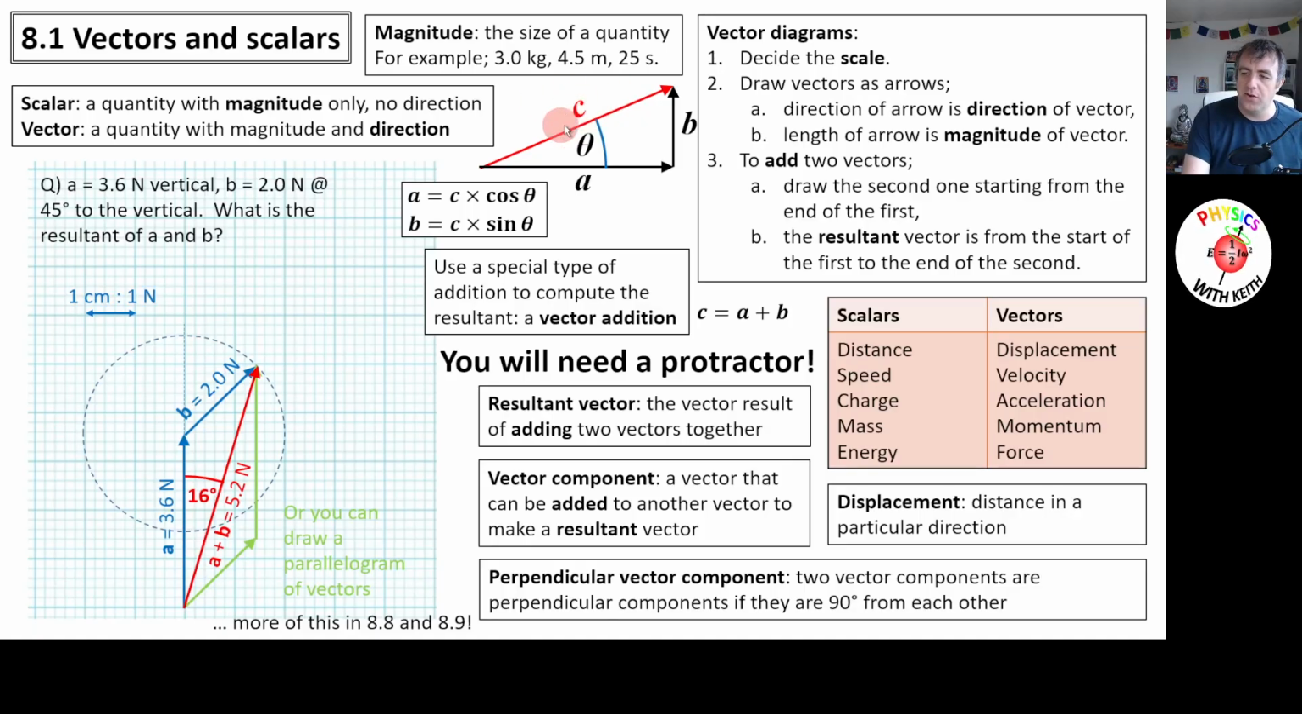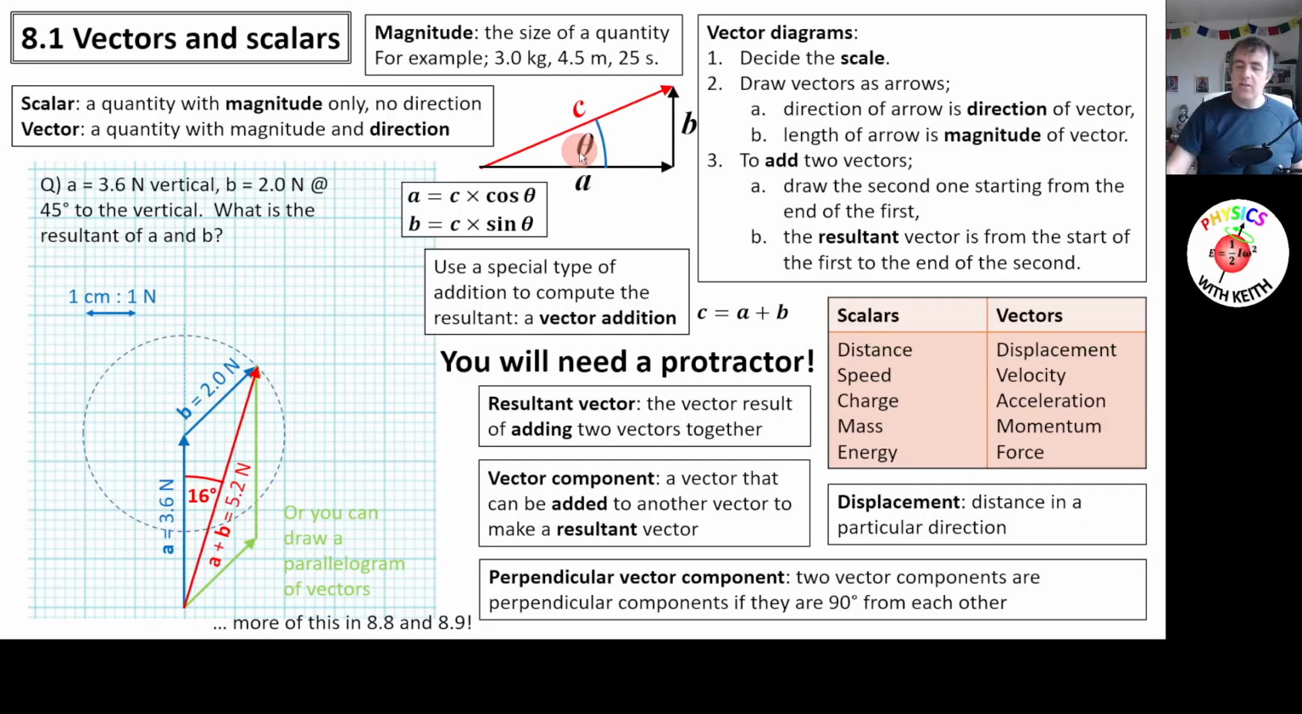Now let's take this resultant vector for a second, C. We've got a special name for what A and B are. Any vectors that you add together to make a resultant, we call components. So A and B are components of C. And in fact, because A and B are perpendicular to each other, A and B are perpendicular components. Perpendicular just means 90 degrees. So A and B are perpendicular components of C. C is the resultant of A and B. You see how these all tie together.